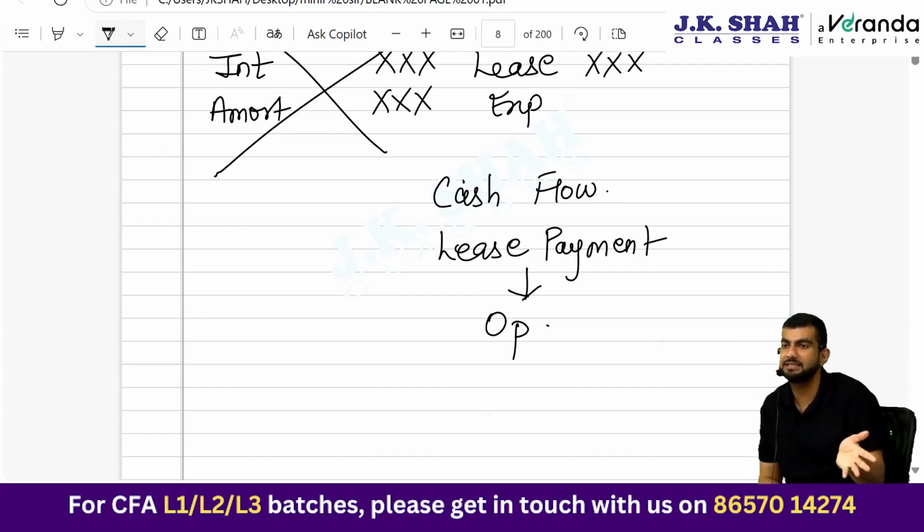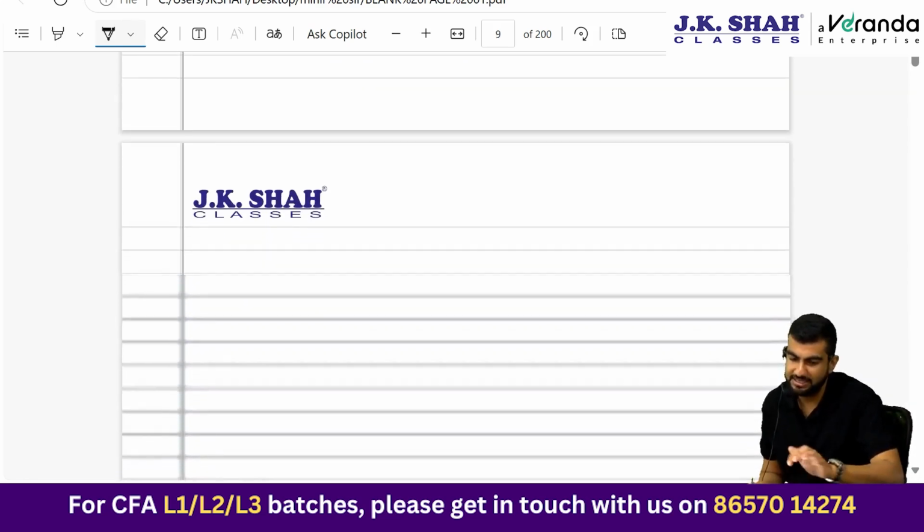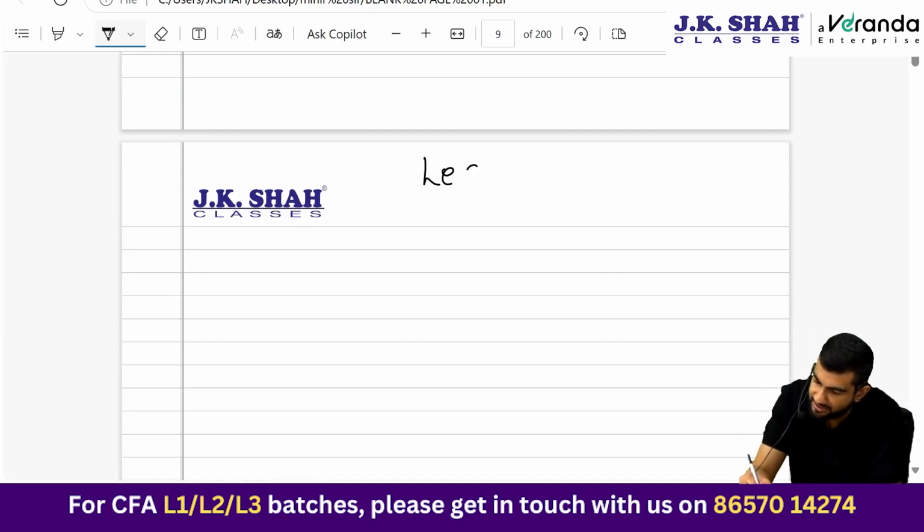Now let's discuss in the books of lessor. One good thing about accounting treatment in the books of lessor is it is the same in IFRS and US GAAP. So you are spared that. Same under IFRS and US GAAP. So now let's discuss accounting treatment in the books of lessor. First, let's discuss finance lease.